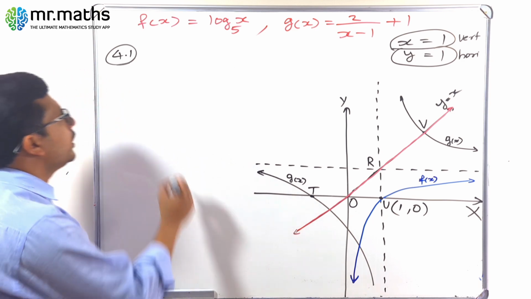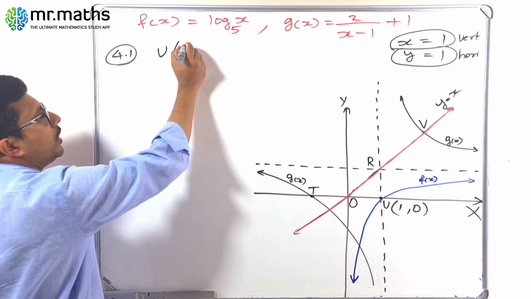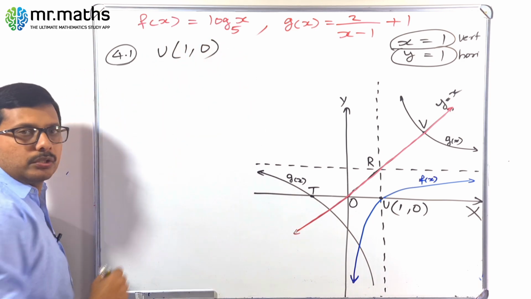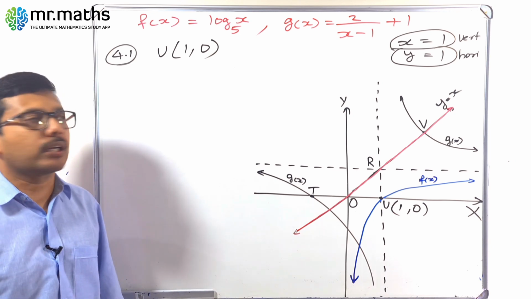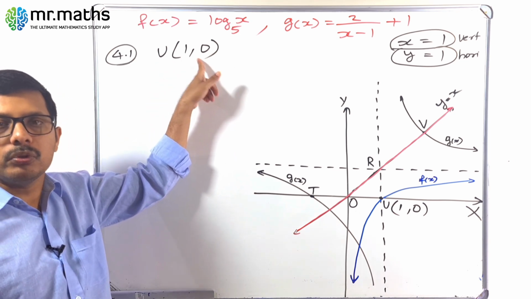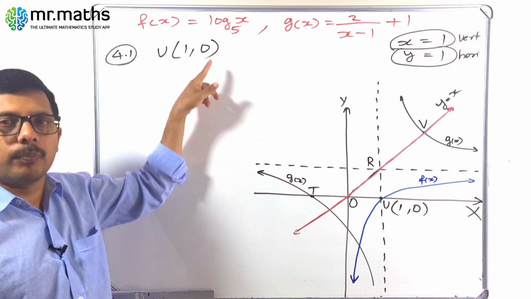So what is the coordinate of u? Therefore u is 1 comma 0. Okay, how many marks? I think it's only 1 mark. So to write the coordinate of u, you will get 1 mark for 1 comma 0.